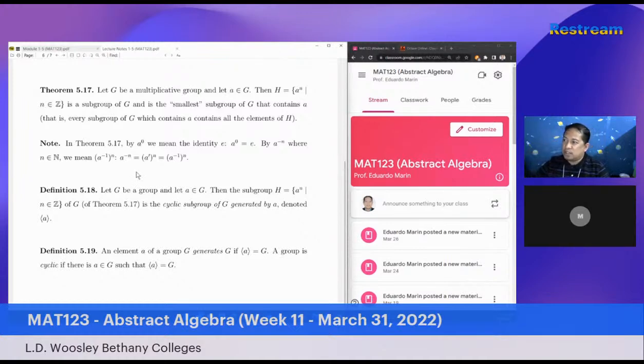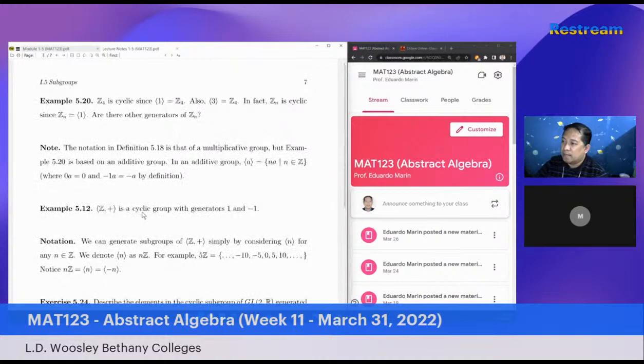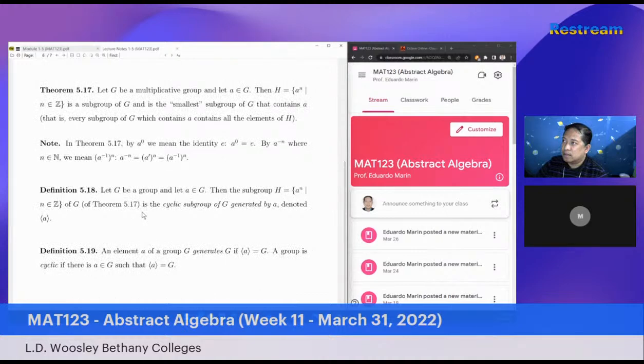Okay, definition 5.18. Let G be a group and let A be an element of G, then the subgroup under Theorem 5.7 is a cyclic group of G generated by A, denoted by angle brackets A. So there is this generation of A, no? The subgroup generated by A, because its elements are the powers of A.